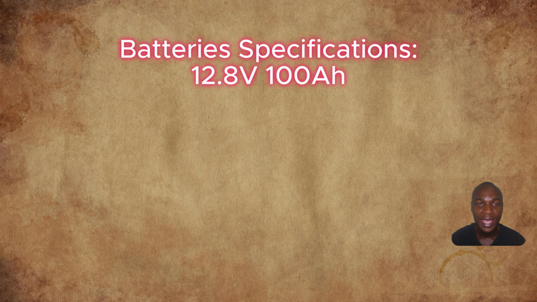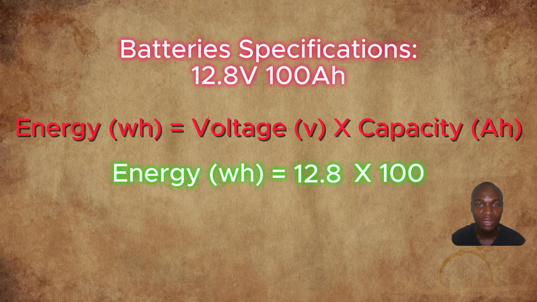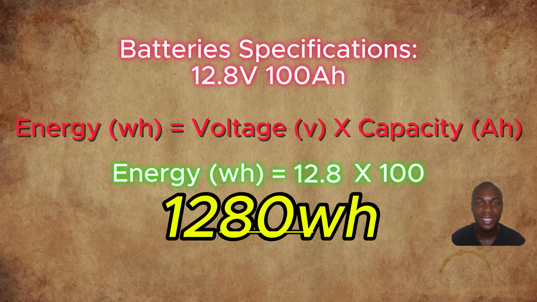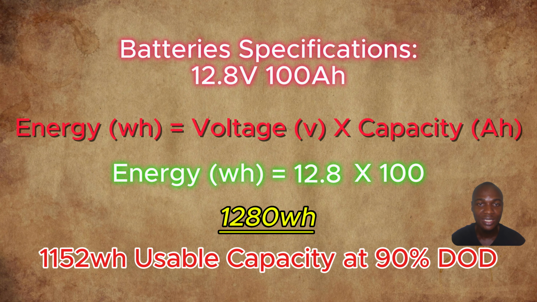To calculate the energy, we simply apply the same formula. We have this lithium iron phosphate battery with a nominal voltage of 12.8 volts and a 100 amp-hour rating. We have 12.8 times 100, which gives us 1280 watt-hours. At 90% usable capacity, we can use 1152 watt-hours.